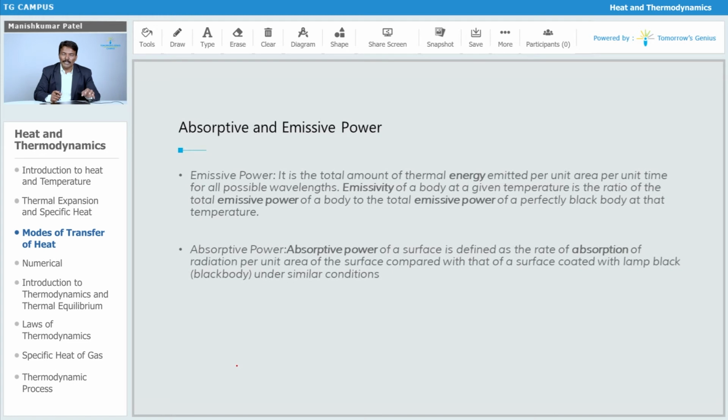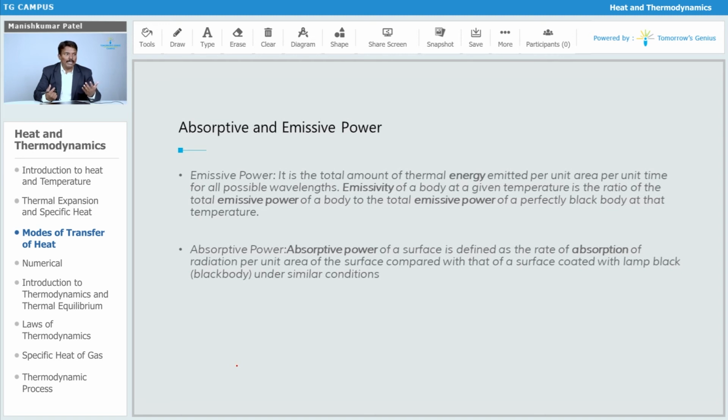So we are just going to compare it with the black body at that particular temperature. The black body is obviously a body which will absorb everything which falls on it. So we have to compare the emissive power of a given body with respect to that of the black body. Again, the absorptive power of a surface is defined as the rate of absorption of radiation per unit area of the surface compared to the surface coated with lamp black, that is a black body, under similar conditions.